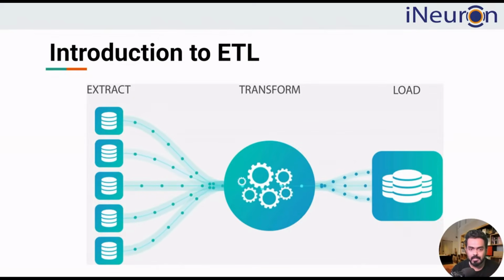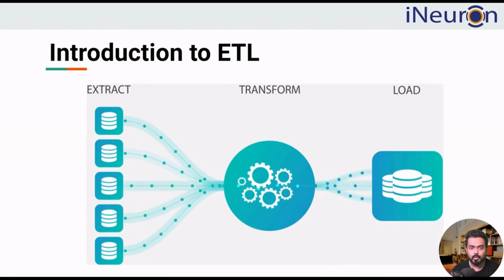Then comes the transform, or we can call it transformation. This step involves transforming the data. When I say transforming, basically the cleaning of the data. Some of the transformations I can name are mapping, filtering, then enrichment, and aggregating. So these are the transformations I can do in this particular step.